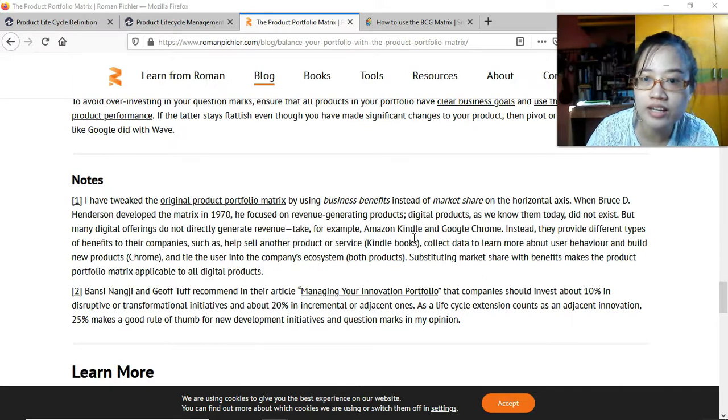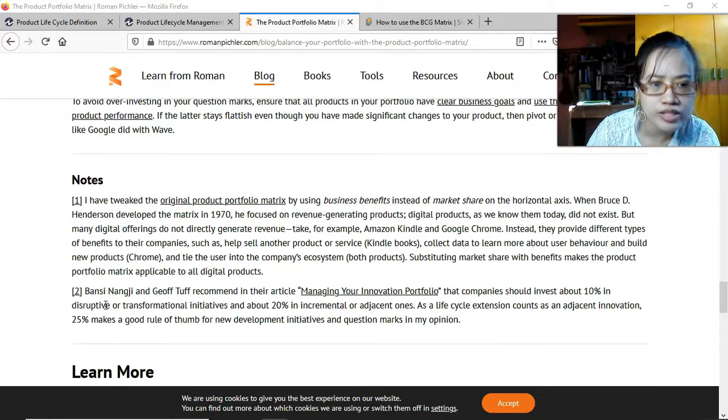Example, Amazon Kindle and Google Chrome. Instead, they provide different types of benefits to their companies, such as help sell another product or service, Kindle books, collect data to learn more about user behavior, and build new products like the Chrome, and tie the user into the company's ecosystem, both products. Substituting market share with benefits makes the product portfolio matrix applicable to all digital products.